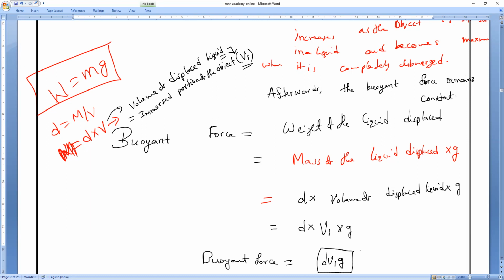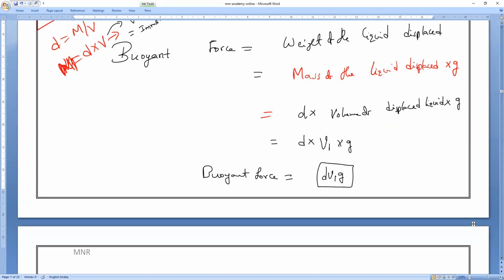What do you mean by D? What do you mean by g? D is density. Density of what? Of the liquid, not the solid. Density of the liquid, not the object. Next, V1 means the volume of the displaced liquid, which is equal to the immersed portion of the body, the volume of the immersed portion of the body or object.